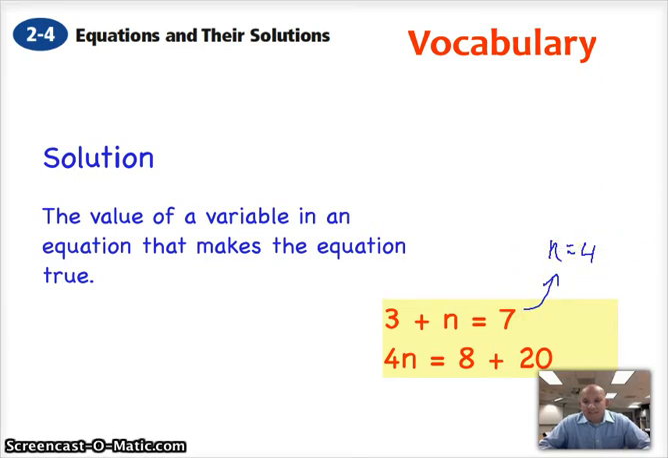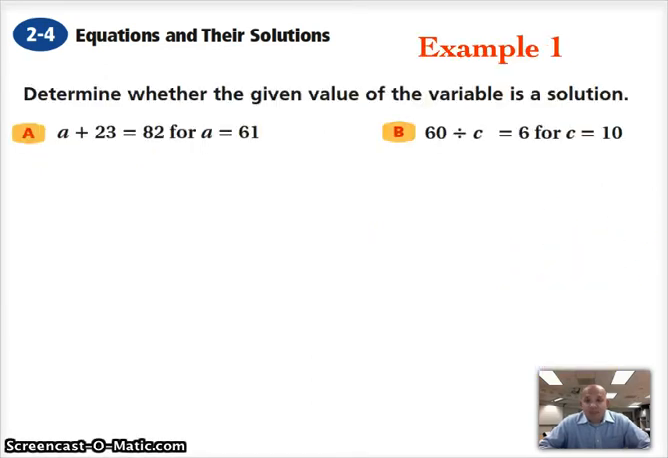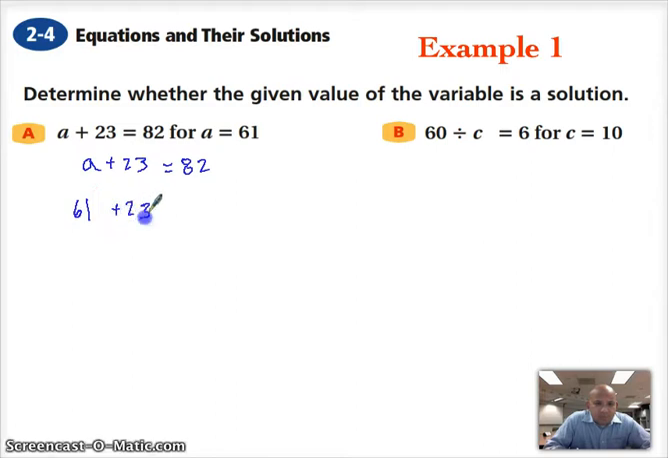That is a solution. Let's go to the first example. Here we're going to determine whether the given value of the variable is a solution. Here we have the equation a plus 23 equals 82, and we're going to test out a equals 61. So what I'm going to do is copy down the equation, and then make a substitution. I'm going to substitute 61 for a. 61 plus 23. I'm going to put a question mark and an equal sign. Does it equal 82? Well, we'll see.